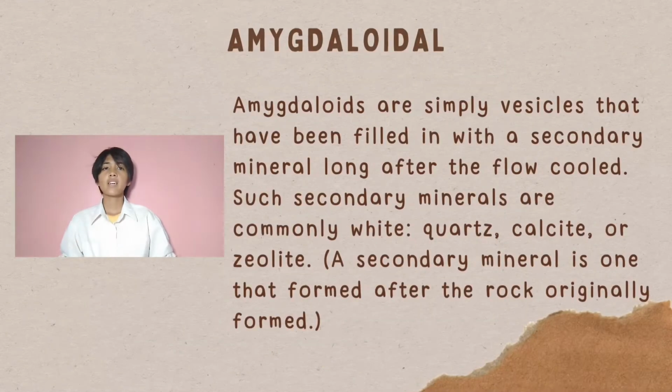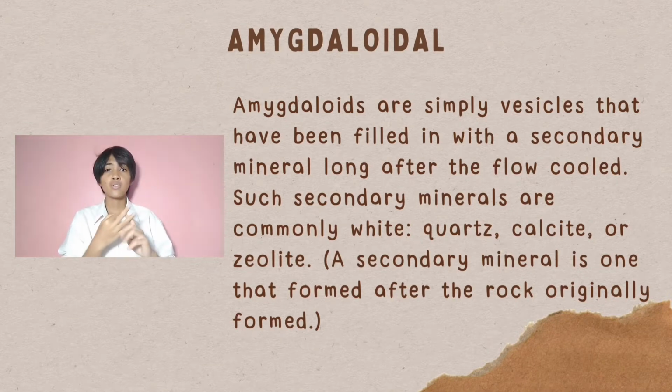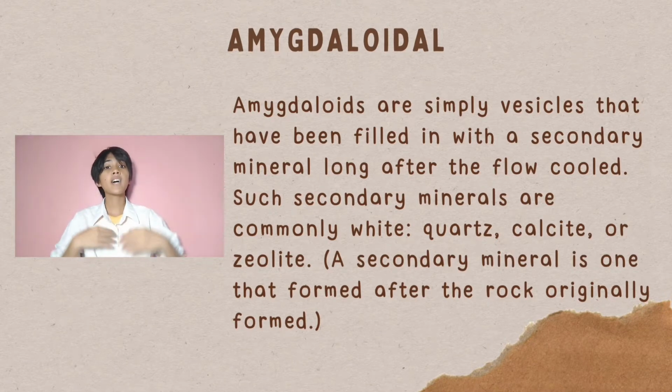The next one is the amygdaloidal. So amygdaloidals are simply vesicles that have been filled with a secondary mineral long after the flow cooled. Secondary minerals in amygdaloidals are commonly white, such as quartz, calcite, or zeolite. A secondary mineral is one that is formed after the rock originally formed. So amygdaloidal is also a basalt but different in colors.